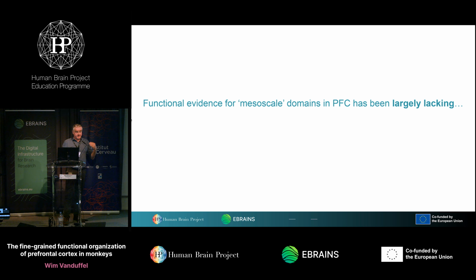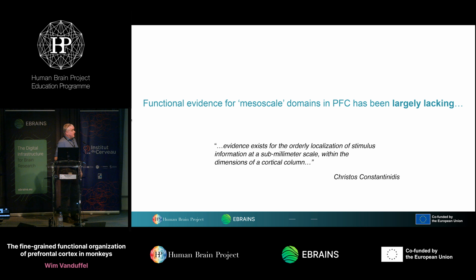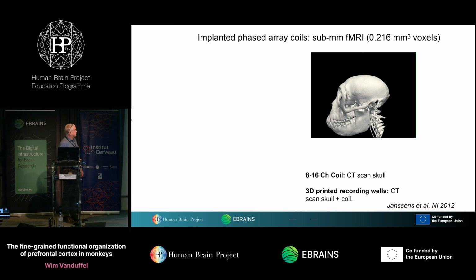I was very surprised that, when we know all about these anatomical fine-scaled structures, there is very little functional evidence for mesoscale or columnar-like entities in prefrontal cortex. Actually, Christos mentioned that. There is some electrophysiological evidence that points to it, but not really in detail. And that's where I think imaging, high-resolution functional imaging, comes into play.